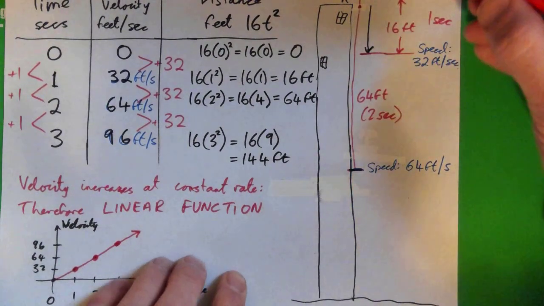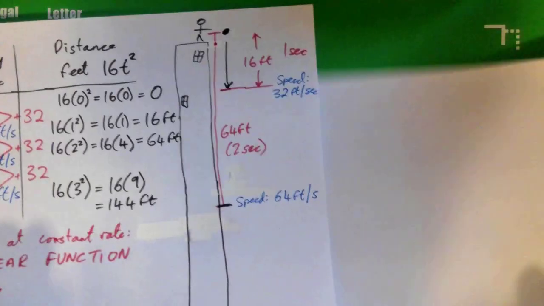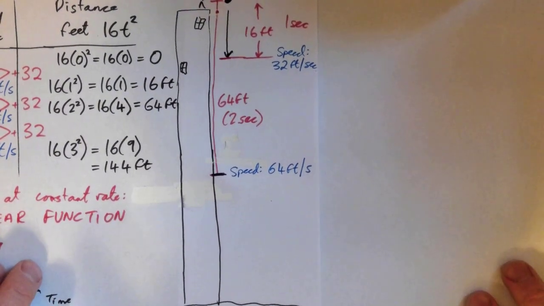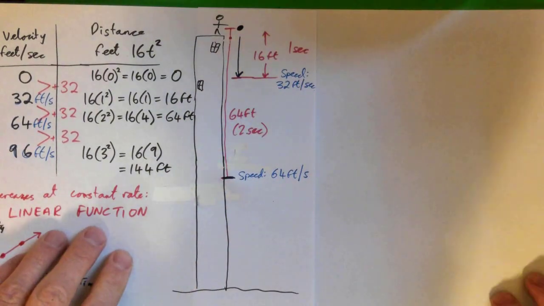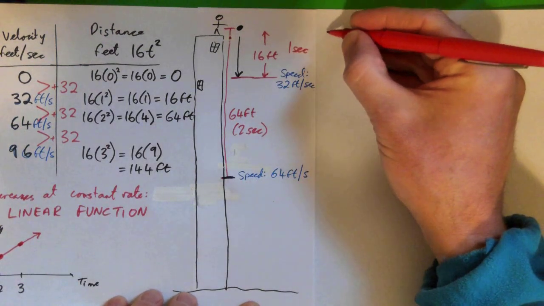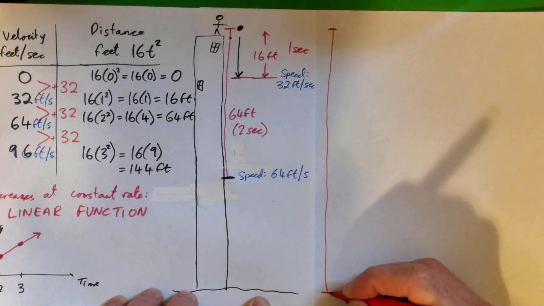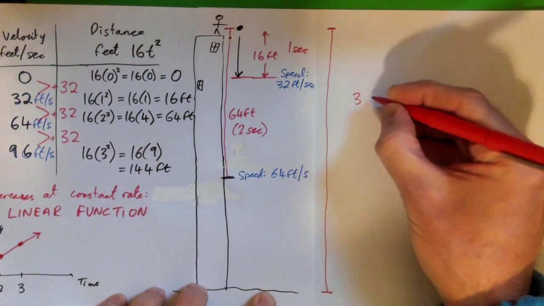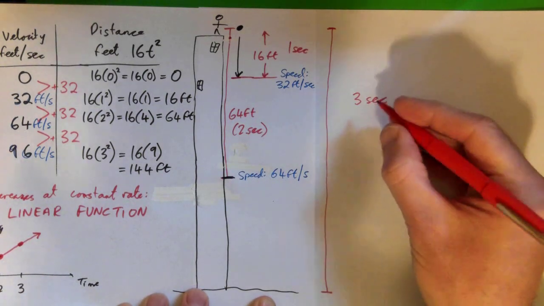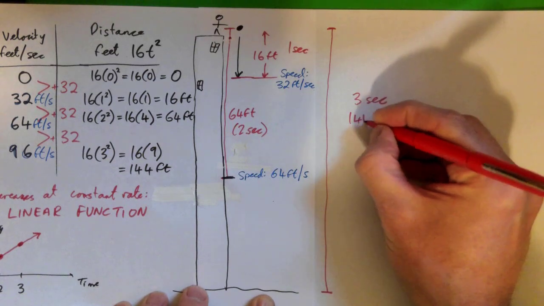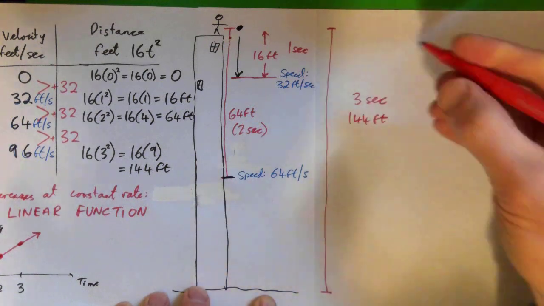So after 3 seconds, the rock went from the top of the building, or just above the top of the building, all the way down, just for fun, to the bottom, right? So this is after 3 seconds. And it went from the top to the bottom. It went a total of 144 feet, right? That's the distance that it fell, 144 feet.